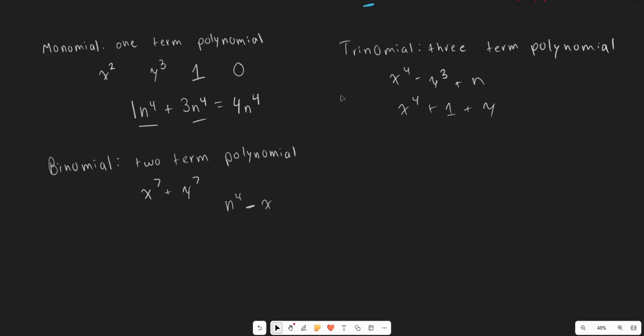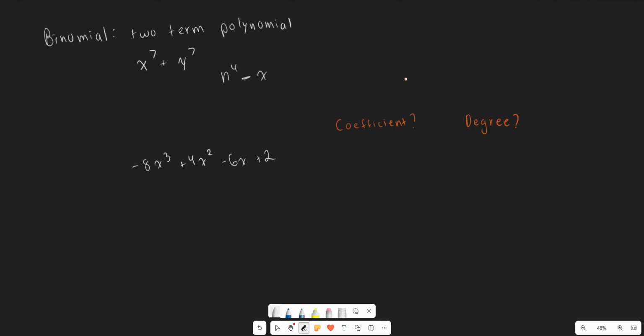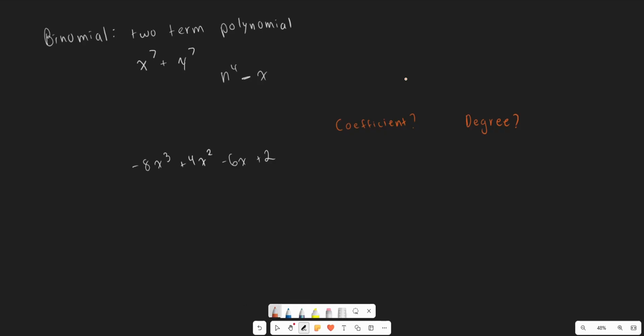So yeah, let's move on to a little example to check if we know our notation. I'll make a quick table. Okay, so we want to find what the coefficient and the degrees are of this polynomial. So we want to find the coefficient and degree.